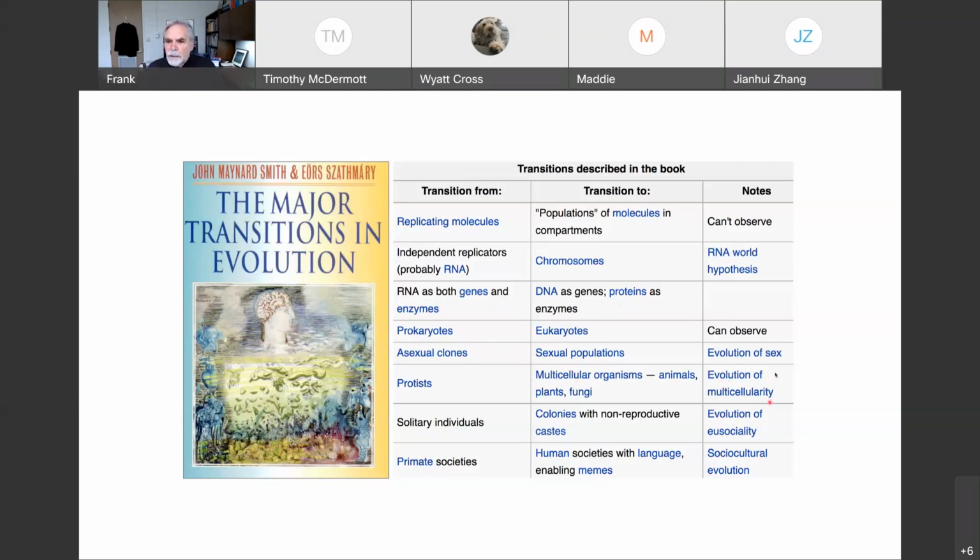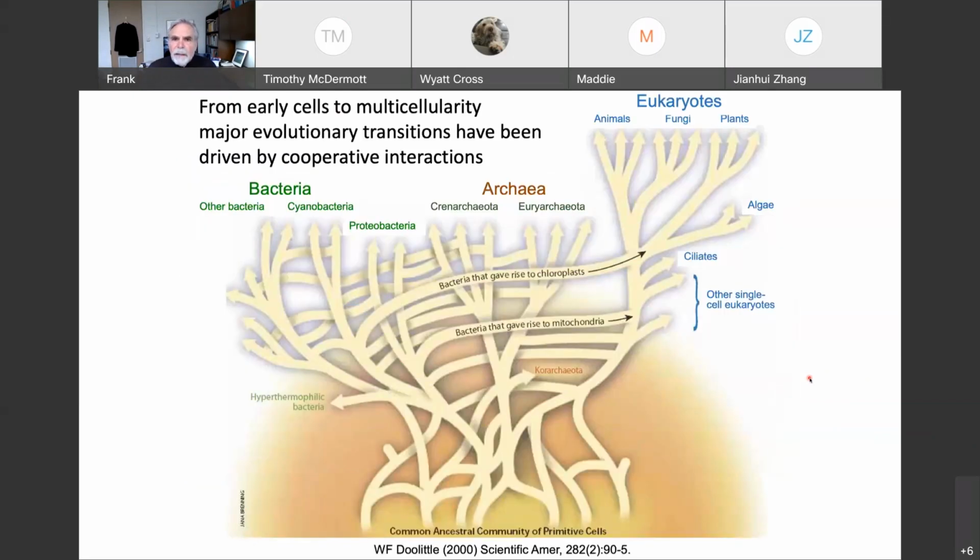And so we're going to focus on this particular major evolutionary transition, and I'll show you how this project that really originated in my laboratory with the advent of a really great postdoc and scientist, Matt Herron, has morphed into something that's really kind of, I wouldn't say it's taken over, but it's become a very important part of our research portfolio. Okay, so from early cells to multicellularity, these major evolutionary transitions have been driven by cooperative interactions.